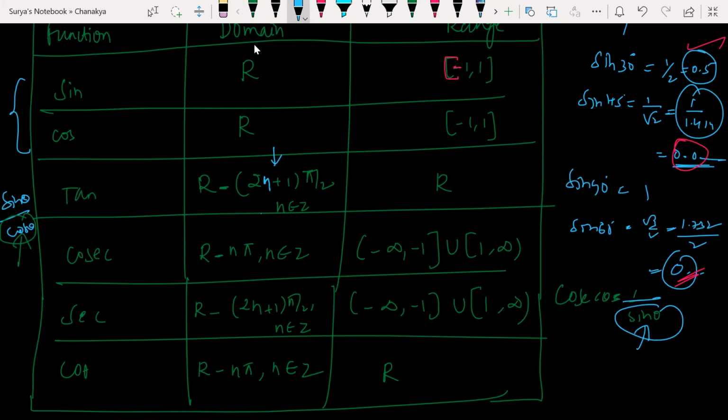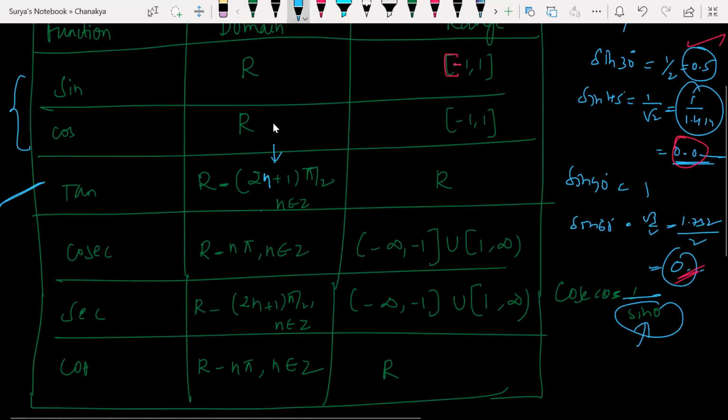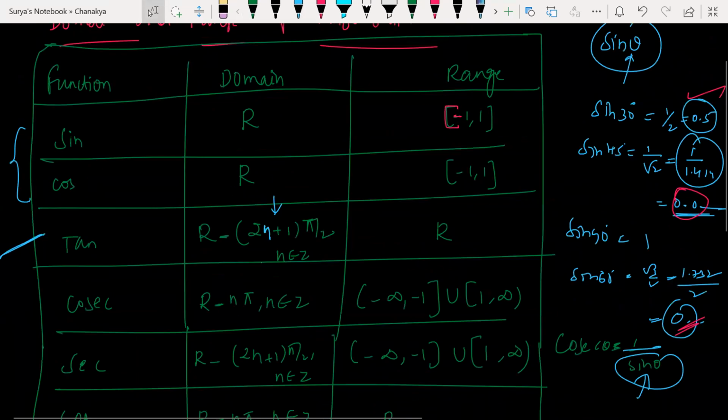In the denominator, odd multiples, I cannot keep it out there, since that gives me 0, isn't it? So that's how I'm writing here. Guys, if you understand sine, cos and tan, everything is very easy after that. So please go and watch if you have any doubts still.